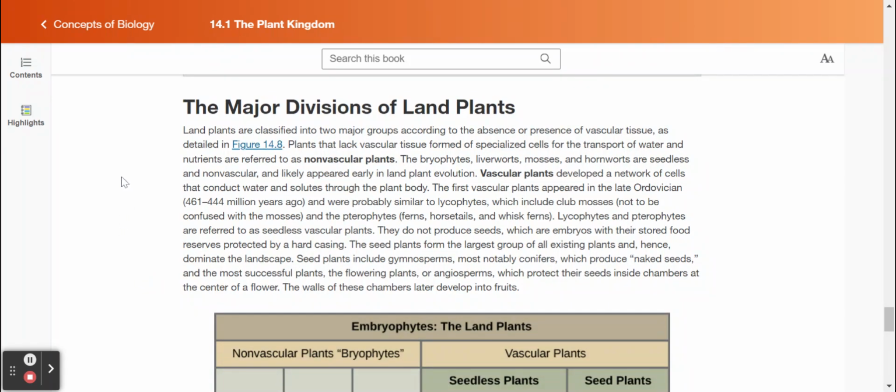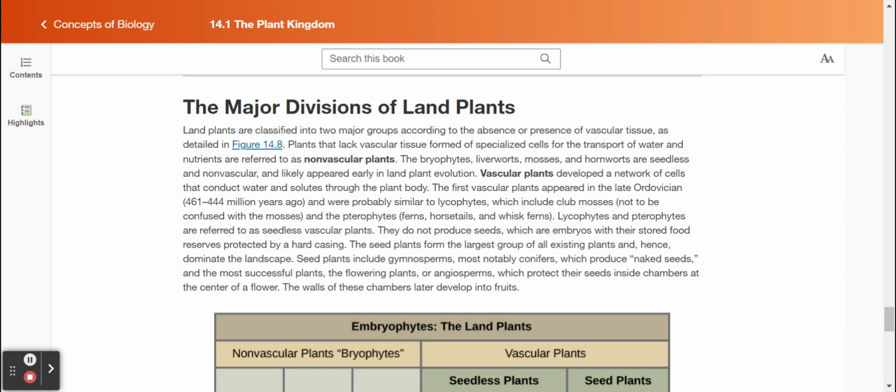The major divisions of land plants. Land plants are classified into two major groups according to the absence or presence of vascular tissue, as detailed in Figure 14.8. Plants that lack vascular tissue, formed of specialized cells for the transport of water and nutrients, are referred to as non-vascular plants. The bryophytes, liverworts, mosses, and hornworts are seedless and non-vascular, and likely appeared early in land plant evolution.